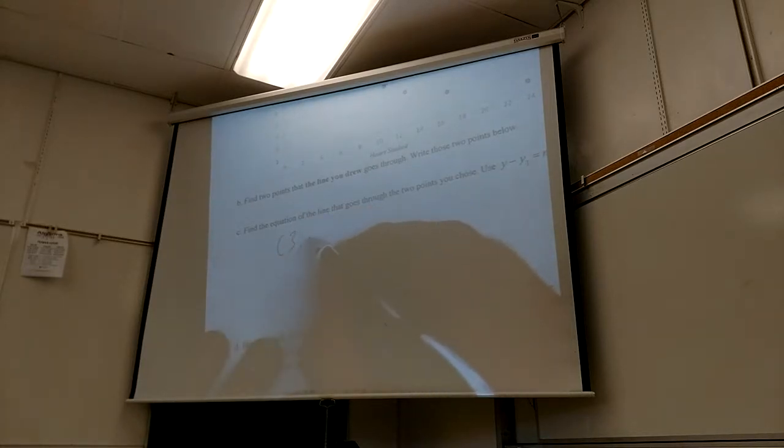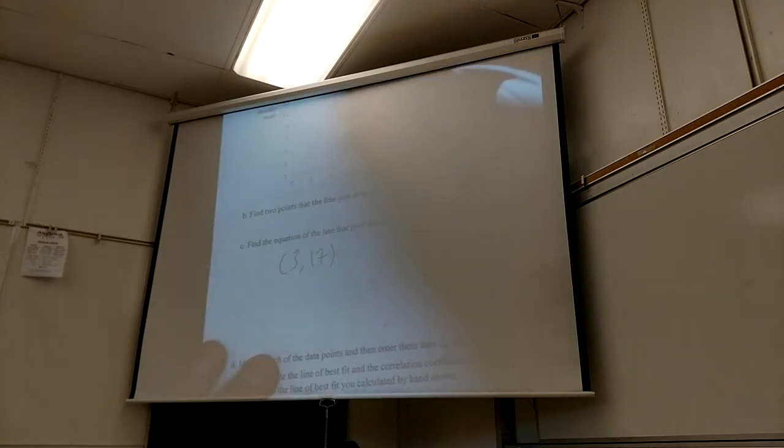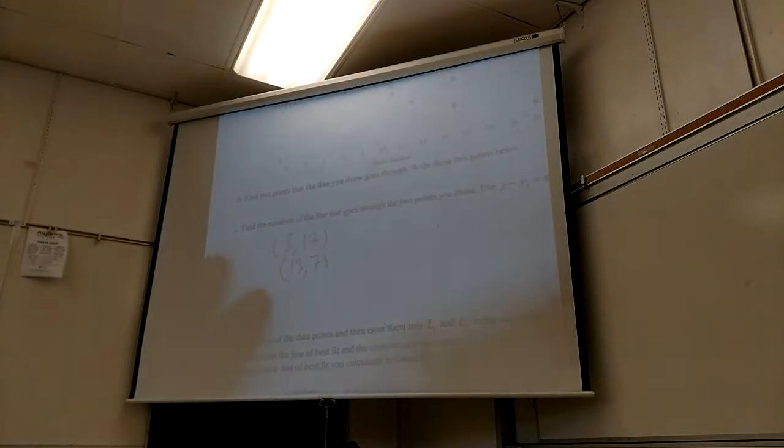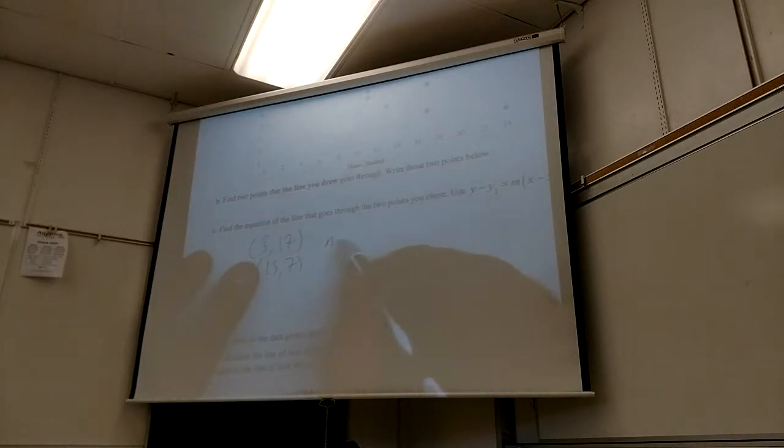3? Yeah, and then 17. So you got 3, 17. That sounds right. And then I put 12.5, but I realized it should have been 13. 13? And 7. Oh, I see what happened. Okay, I'm with you. Alright, so if I do this, then m would be 17 minus 7 over 3 minus 13.